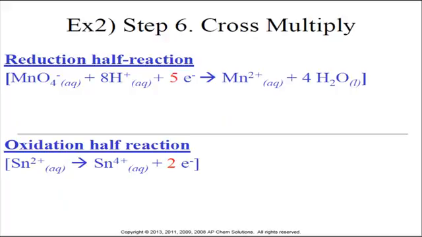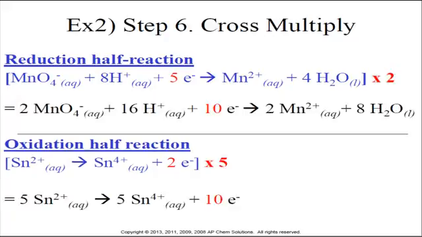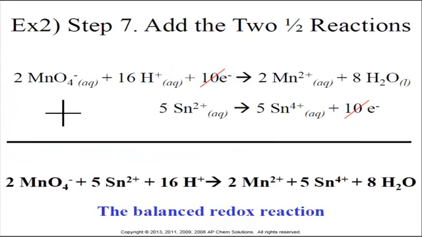Now step number 6 is to cross multiply. So let's look at both of our half reactions here. Now what do we need to multiply both of our reactions by? We have 5 in our reduction, 5 electrons, and we have 2 in our oxidation. So we need to have 10 electrons for them to cancel out. So we're going to multiply our reduction reaction by 2 and our oxidation reaction by 5. So here's when we multiply all of those out, and then that will allow them to cancel. So the next step is to add our 2 half reactions.